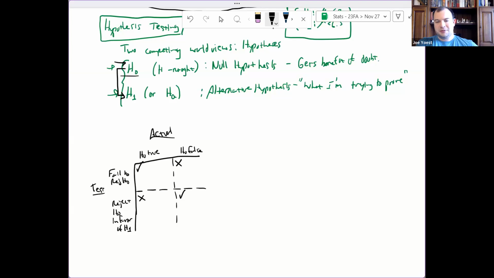So we have two types of errors here. If we reject a true null, we call that a type 1 error. And if we fail to reject a truly false null, we call that a type 2 error. The type 1 error rate gets the notation alpha.